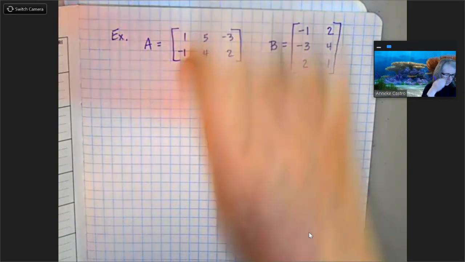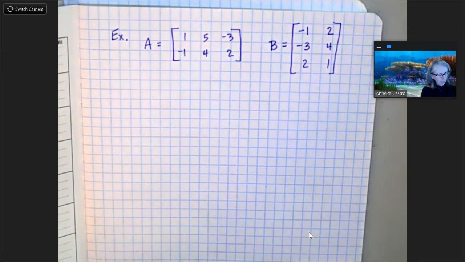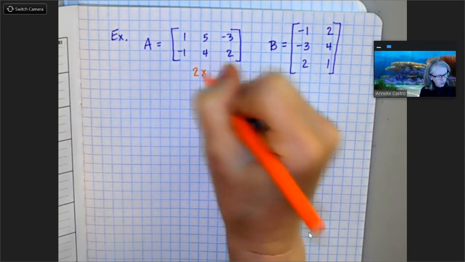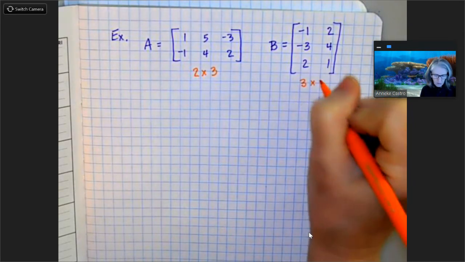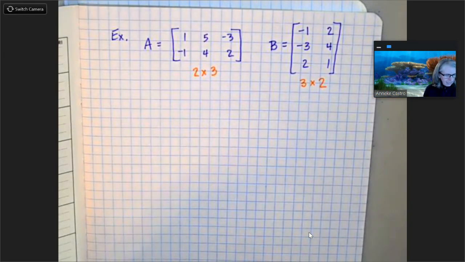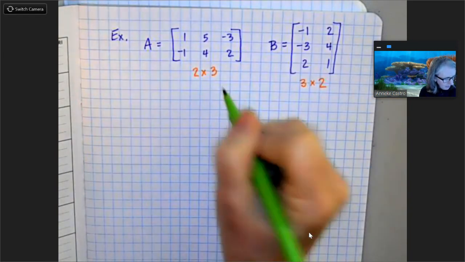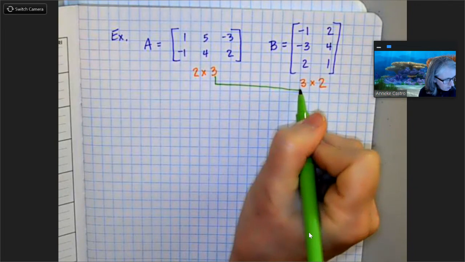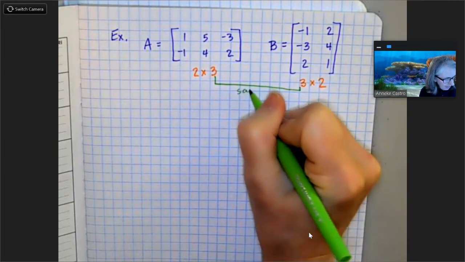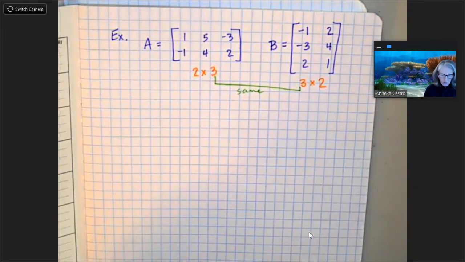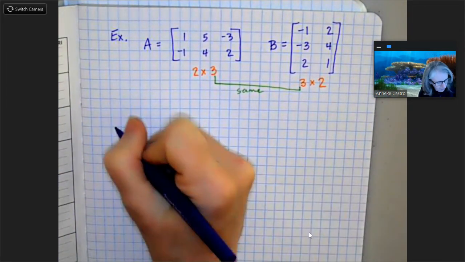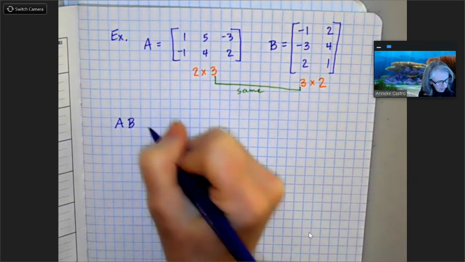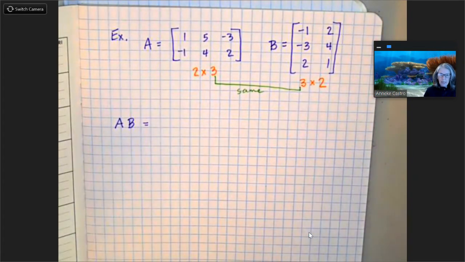So notice the order of A is 2 by 3. This is a 2 by 3 matrix. And this one is a 3 by 2. So if we analyze these, the middle ones need to be the same. This is the same, so that means yes, I can multiply them together. So I'm going to go ahead and multiply these. I'm going to do A times B, matrix A times matrix B. And I'm going to show you all the work. I'm going to write it all out.